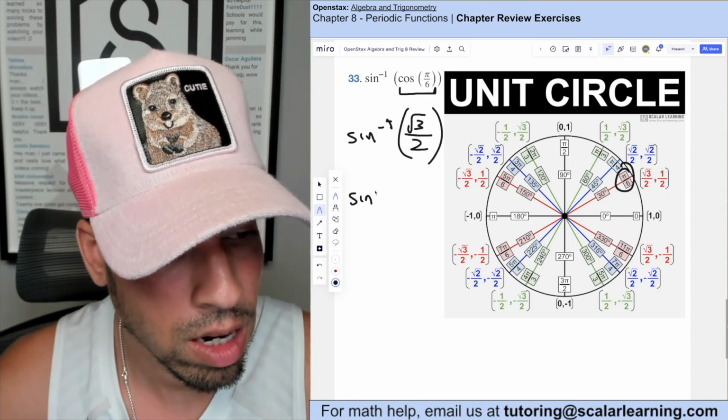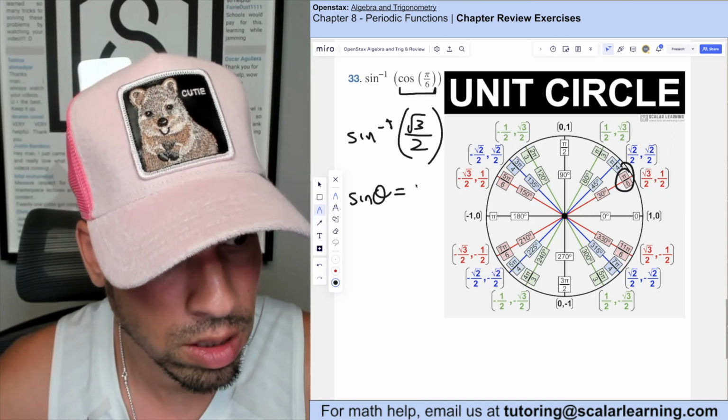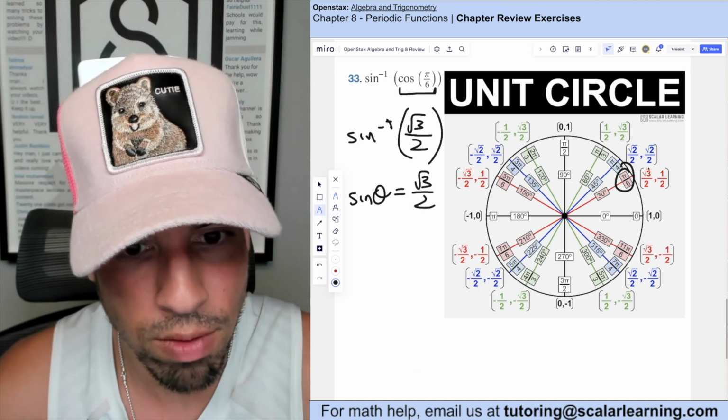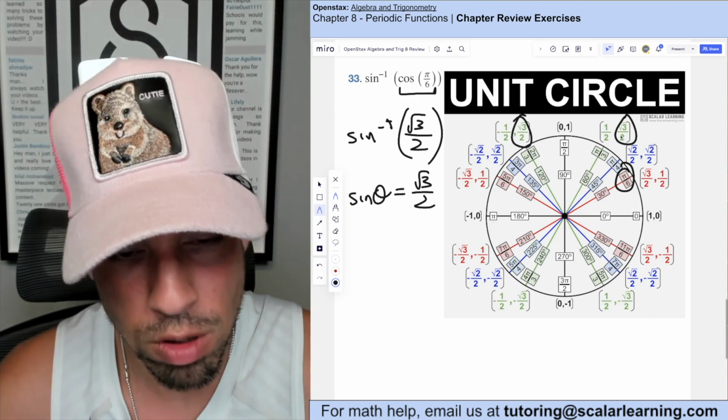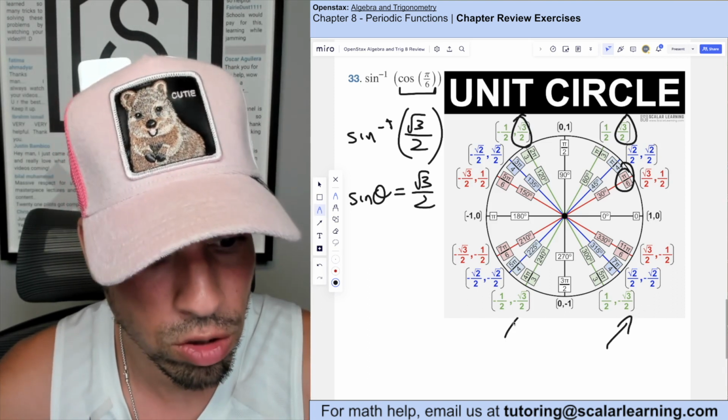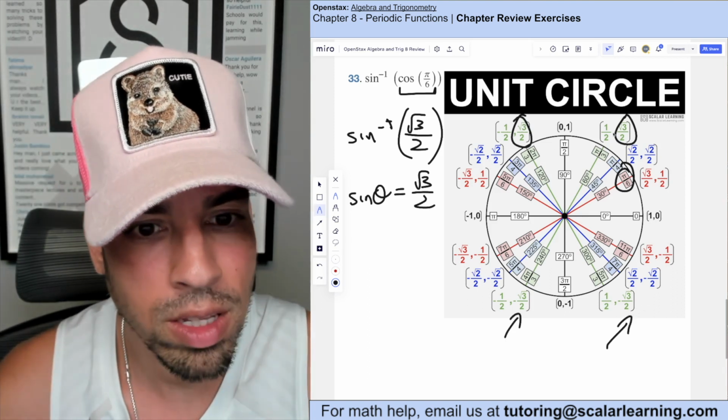So it's really saying sine of what theta value is going to give us rad 3 over 2, meaning where do I have rad 3 over 2 for the y value? So I have it here, and I also have it here. Those are the positive ones, right? These are negative down here, so we don't worry about those. So it's one of these two.